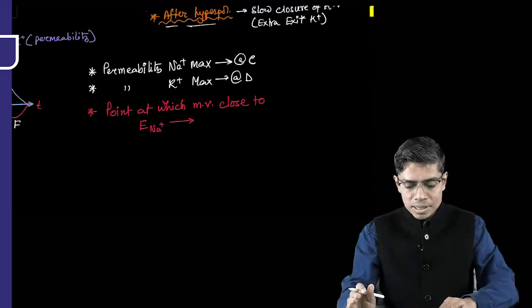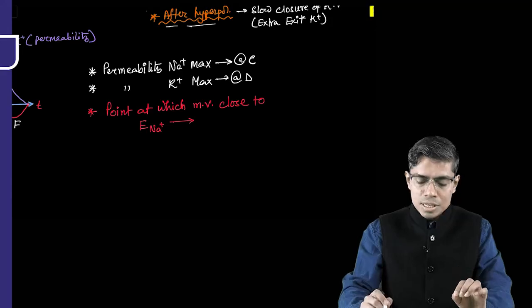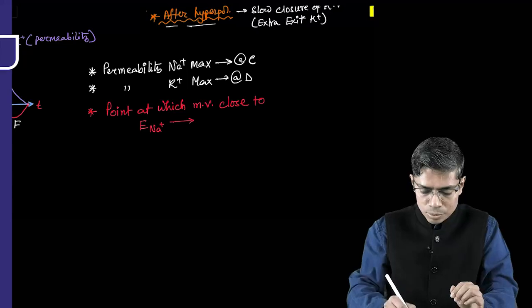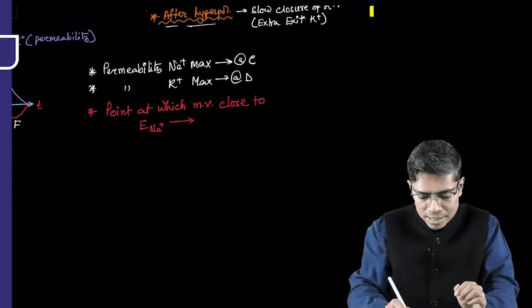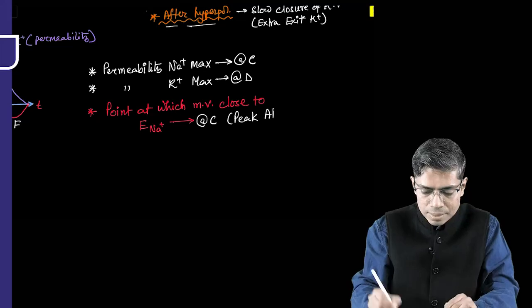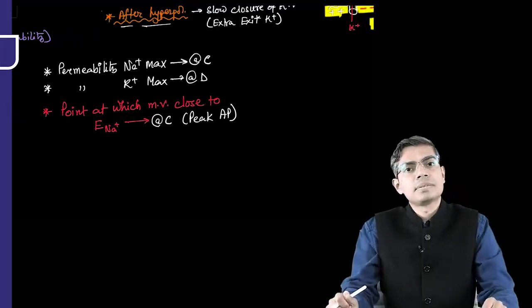That's why, whenever the question is the point at which membrane voltage is close to the equilibrium potential of sodium, then obviously your answer is again point number C, and that C is nothing but the peak of the action potential, right?